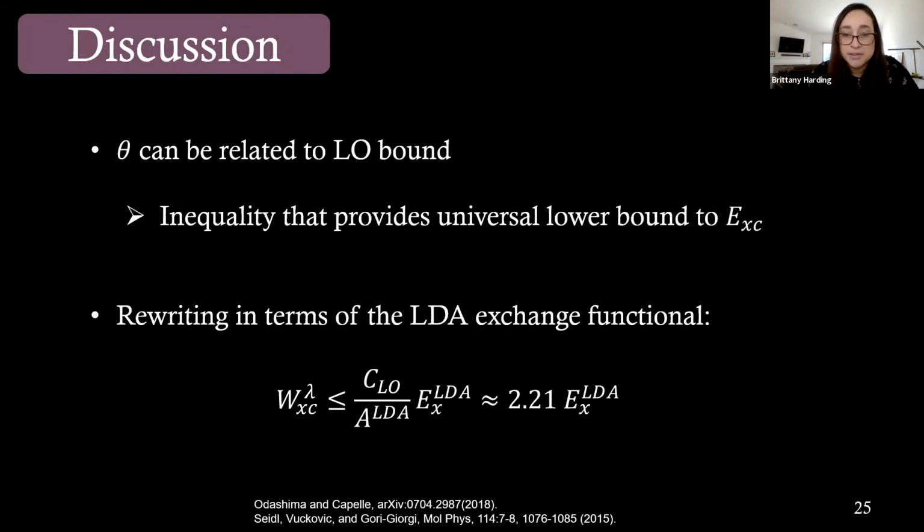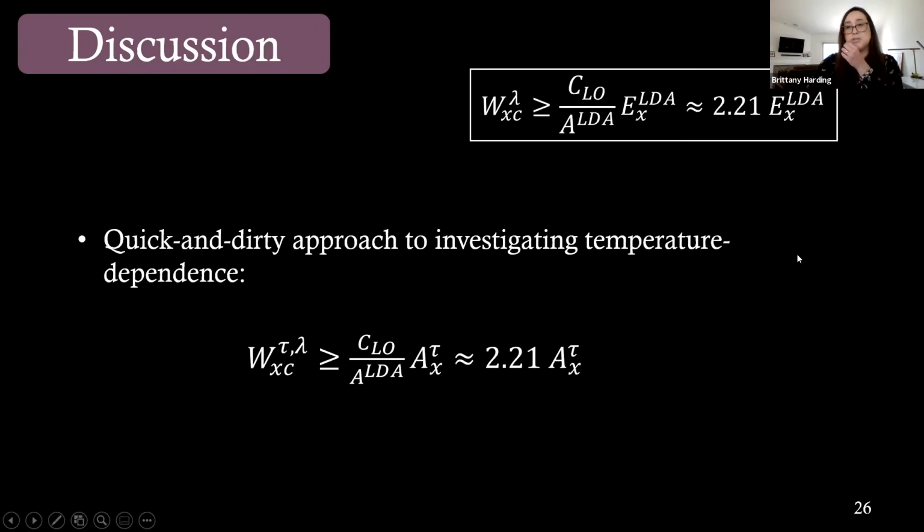And we can rewrite this bound in terms of the LDA exchange functional, where it'll have the following form, where C_LO and A_LDA are constants, which give us the value of 2.21. So this is multiplied by the ground state exchange, which we'll see in the next slide. So let's see what we can do with this as a quick, naive approach to investigating the temperature dependence of the Lieb-Oxford bound.